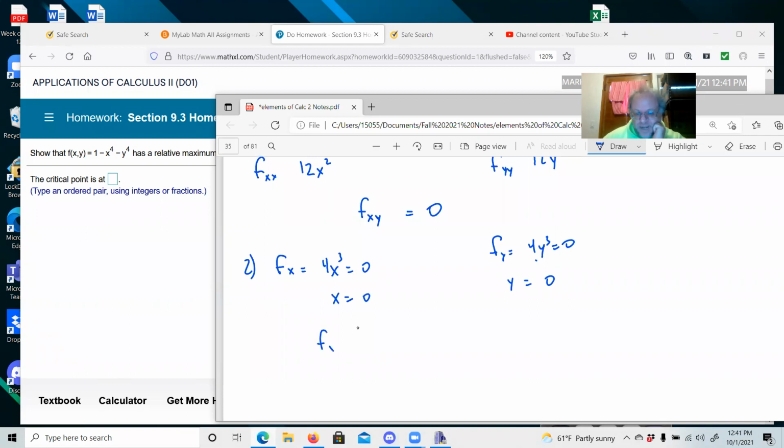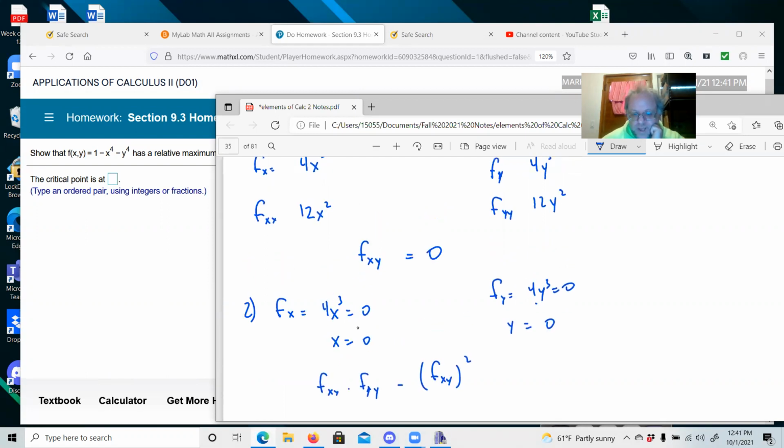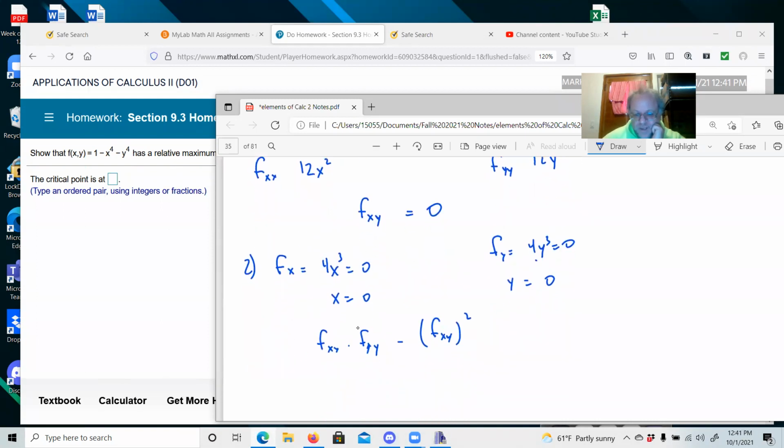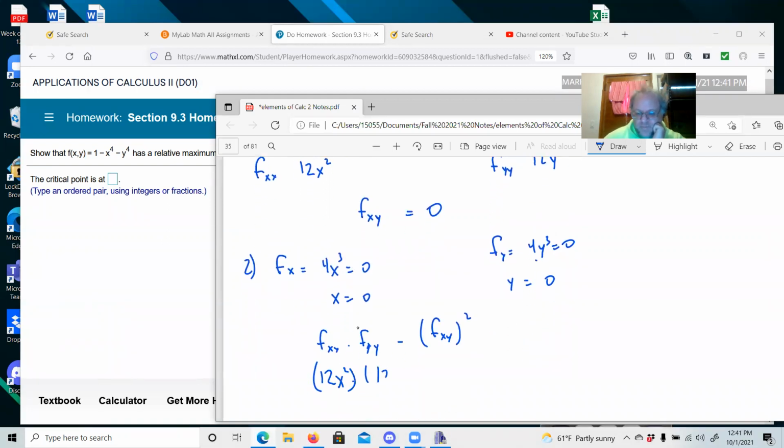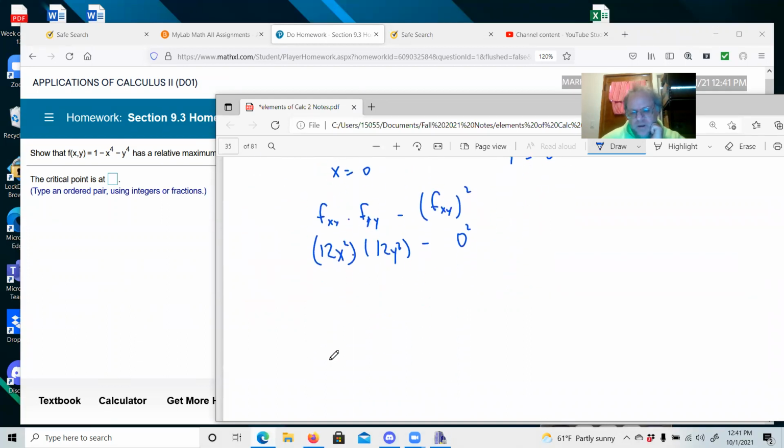Now we need fxx times fyy minus fxy squared. So we have 12x squared times 12y squared minus 0 squared. Uh-oh, we've got some variables in here. We've got 144x squared y squared minus 0. What do I pick for my x and y?